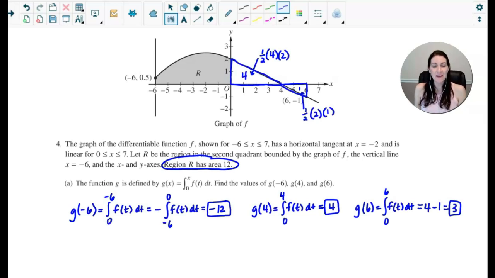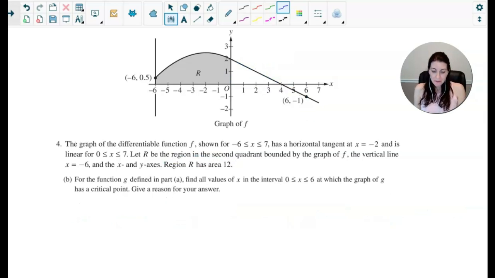All right, let's go ahead and move on to part B. And in part B, it says for the function g defined in part A, find all values of x in the interval from 0 to 6 at which the graph of g has a critical point and give a reason for your answer. So a critical point is going to be where g prime of x equals 0.